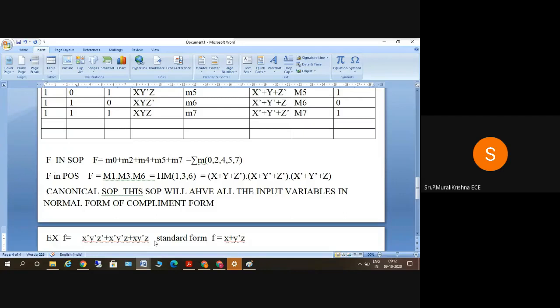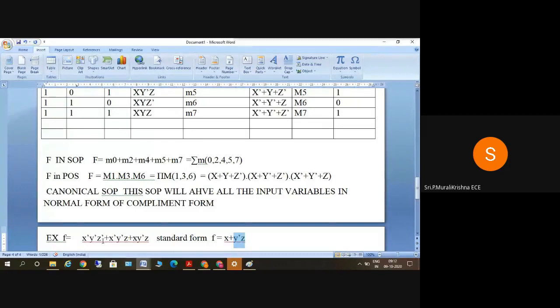So here it is not mandatory to have each and every input combination. The terms of the function may contain 1, 2, or any number of literals. Here I have only one literal, here I have 2 literals. So it's not mandatory to have all the literals in case of the standard forms, whereas in a canonical form, each and every literal should be available, whether in a complement form or in a normal form.